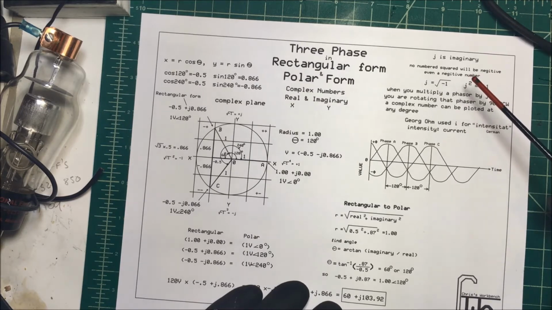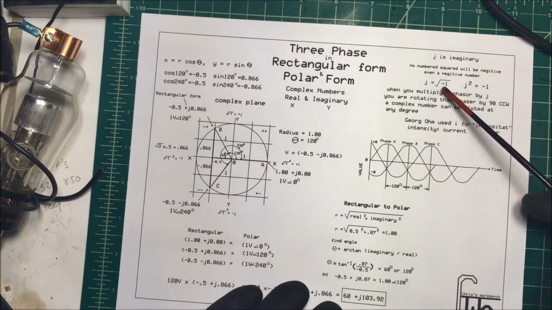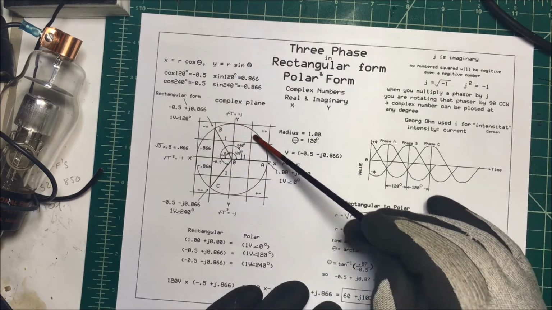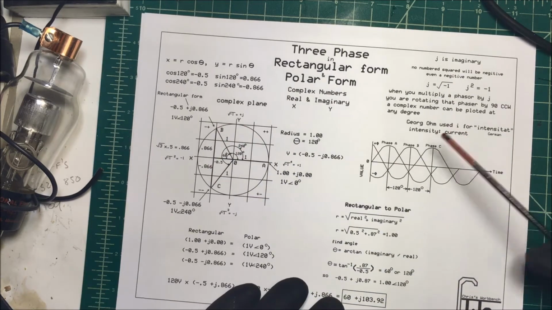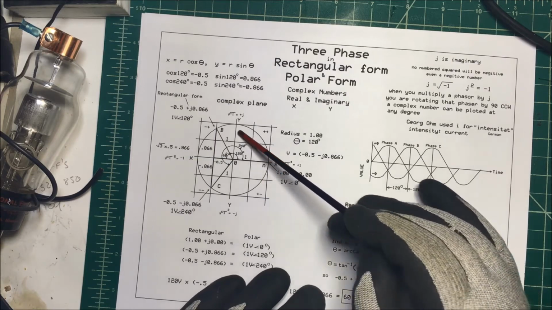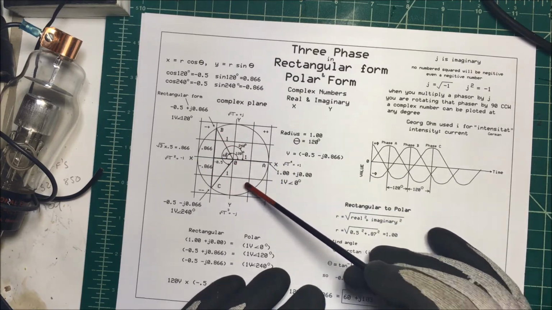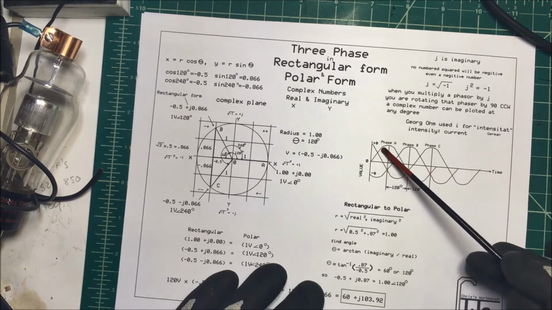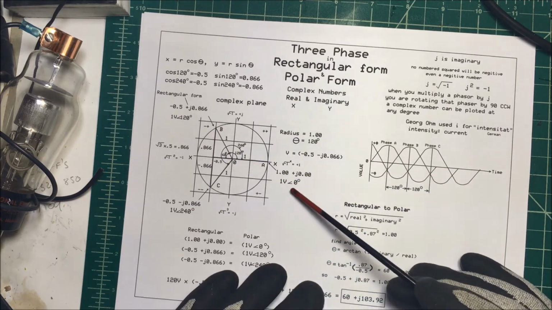But what it allows us to do is, if we multiply by this j, it allows us to rotate a phasor around this complex plane counterclockwise, okay? So positive j is up on the top, negative j is down below, down here. So let's plot this phase A on this complex plane.